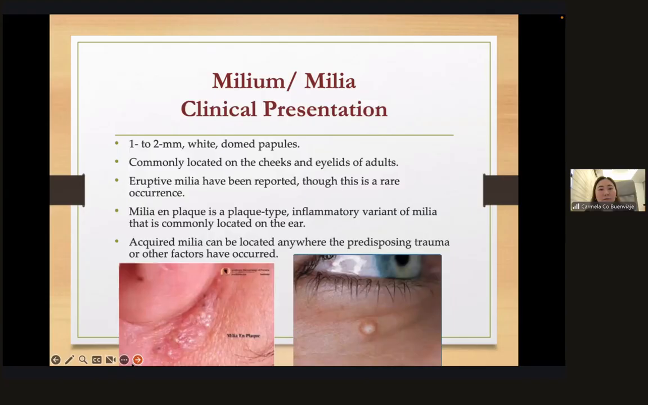So this presents as 1 to 2 millimeter white domed papules. They are commonly located on the cheeks and eyelids of adults. Eruptive milia have also been reported, though this is a rare occurrence. And milia en plaque is a plaque-type inflammatory variant of milia that is commonly located on the ear. So in this picture, this is milia en plaque at the back of the ear. Acquired milia can be located anywhere that the predisposing trauma or other factors have occurred. So where the trauma has occurred, that's where the acquired milia will arise.